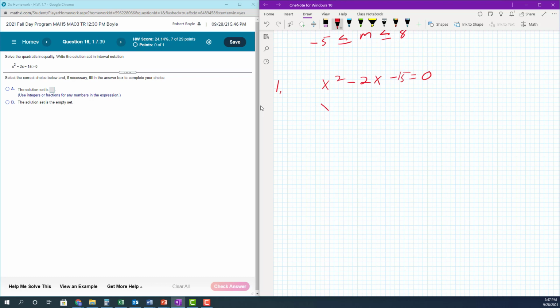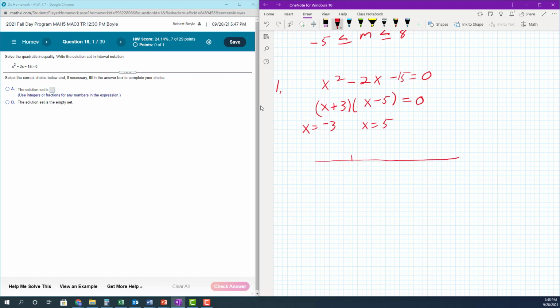So we have x plus 3 and we have x minus 5. If we have x plus 3 times x minus 5, this can expand to become this polynomial. You'll have x squared minus 5x plus 3x, negative 2x, minus 15. And if that's the case, our solutions are going to be x is equal to negative 3, x is equal to positive 5.